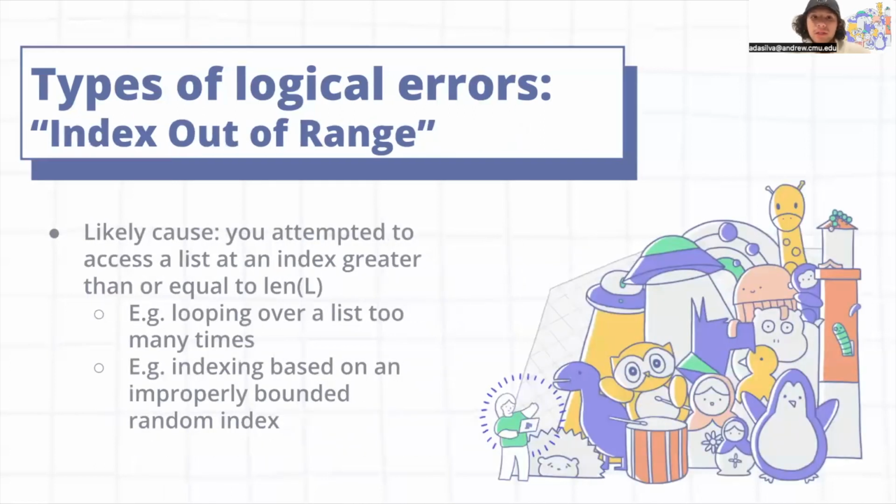Now we'll move on to index out of range. This is likely caused because you're indexing into a list at a point that is either too small or too big. Let's say a list has a length of 5, for example. If you were to index into the 5th element, you have to say the name of the list and then brackets 4. And if you were to put 5, it would be out of range because lists go from index 0 to index 4.